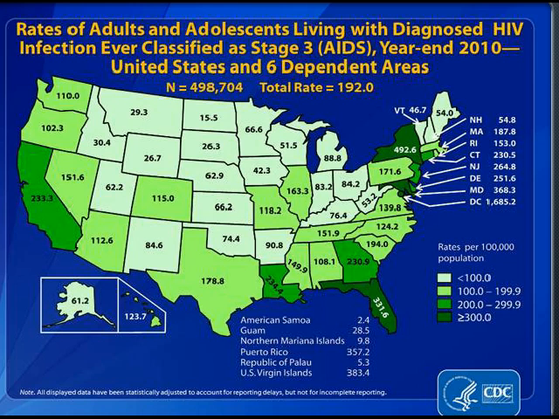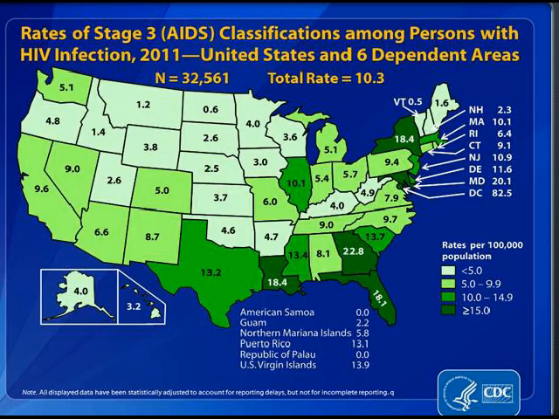And again, this is per 100,000 individuals, darker colors, higher rates. And then finally, this is the number currently with AIDS, living with AIDS, per 100,000. Obviously, this is the lowest number. These are the people who meet the criteria.